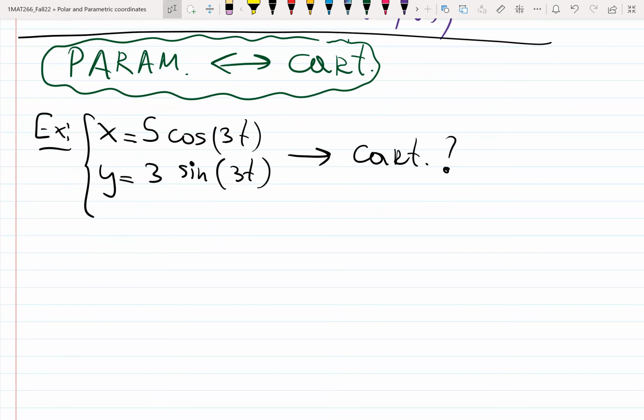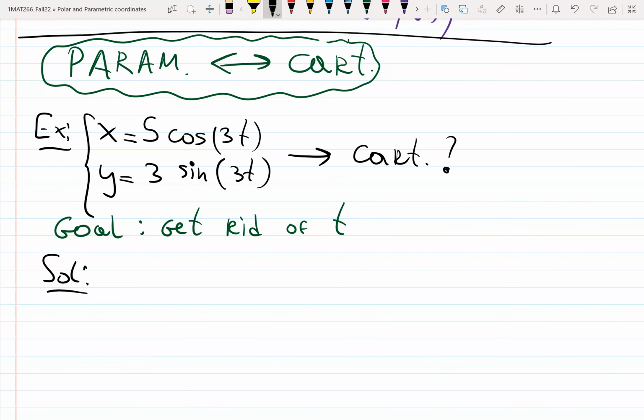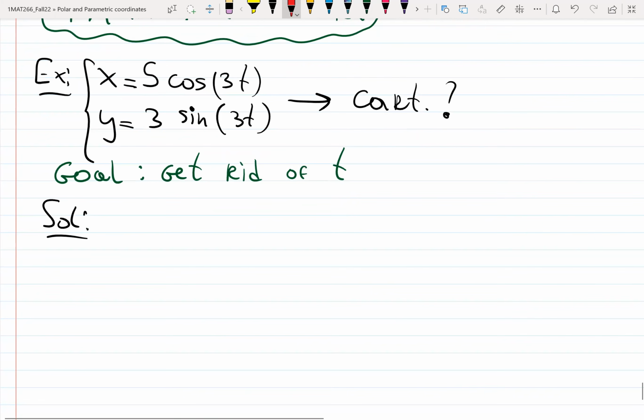So how to jump to Cartesian? The goal is to get rid of t, the parameter t, whatever the parameter is. Sometimes you use theta. So get rid of the parameter. Solution. For questions like this, I want to have cosine squared plus sine squared because then it gives you 1. You can square each and add them together. But first, I would like to isolate cosine and sine.